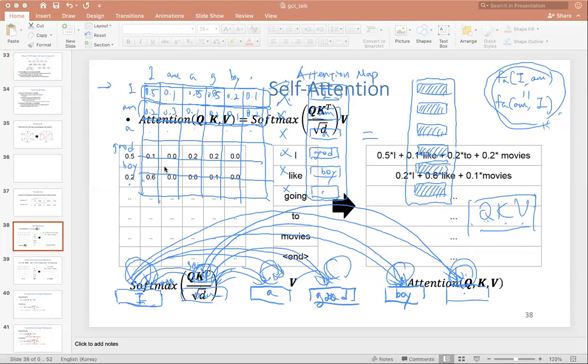By the way, any questions so far regarding the self-attention, this encoding process? I guess this is just too basic information to some of the students, so I apologize.